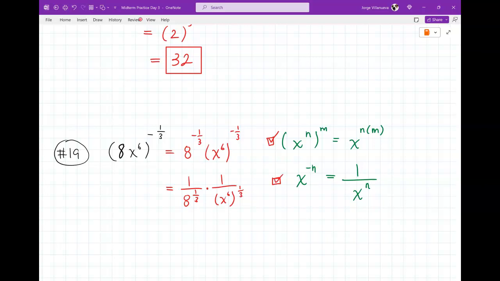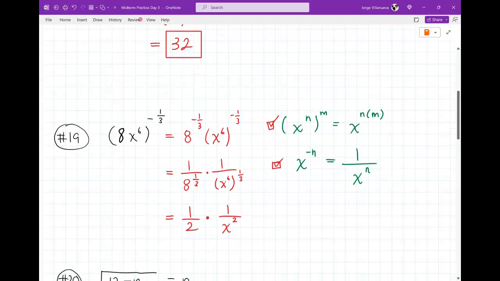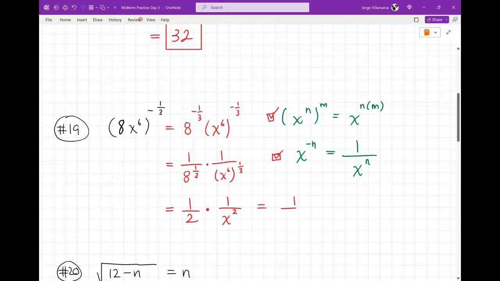Note, that's the second little identity I showed you guys, right? This is what you do with negative powers. You flip them over, you make their powers positive. So if you go to your calculator and type in 8 to the 1/3, it's going to give you a 2. So this becomes half times, and then a power to a power is a product, right? So 6 times 1/3, what is that? 2. Right? Because 6 divided by 3 is 2. So your final answer is going to be 1 over 2x squared.